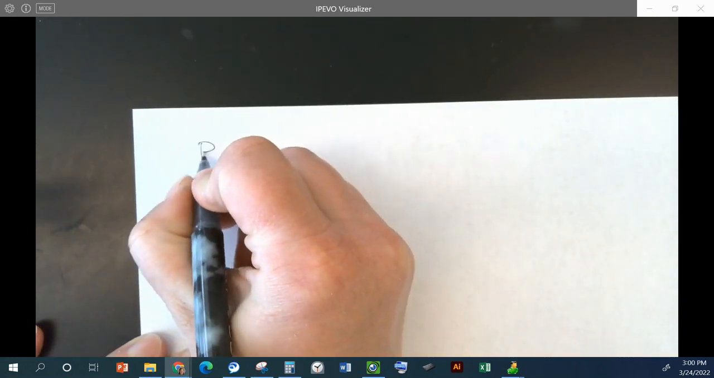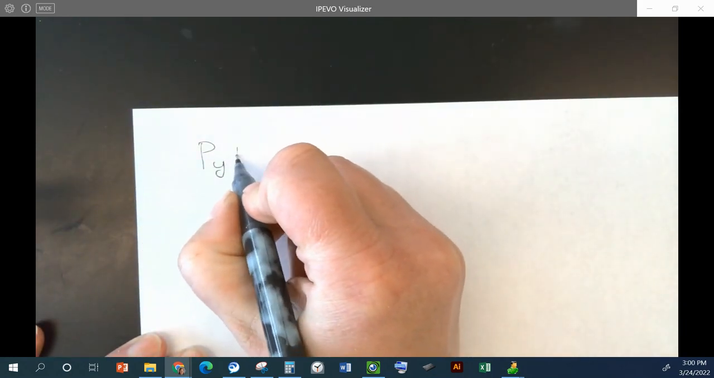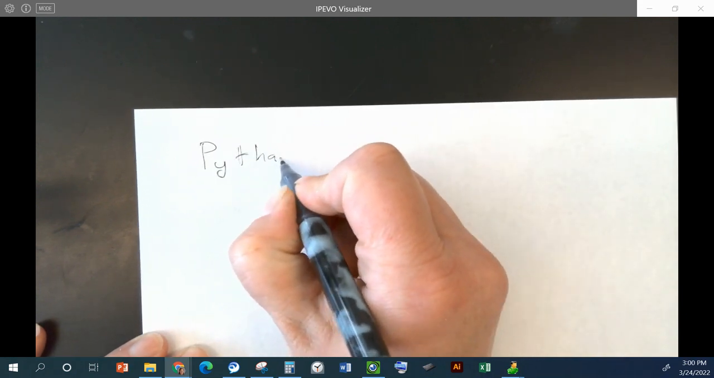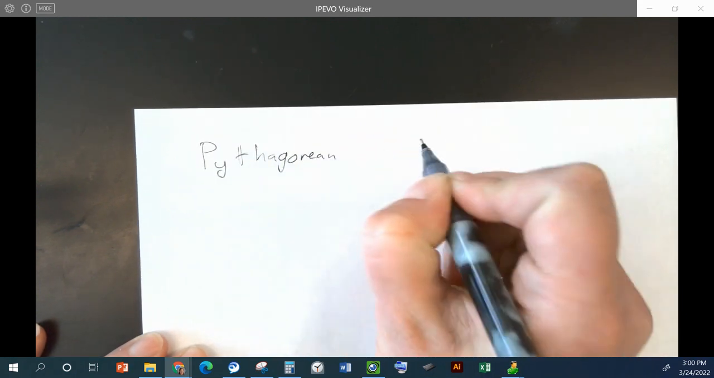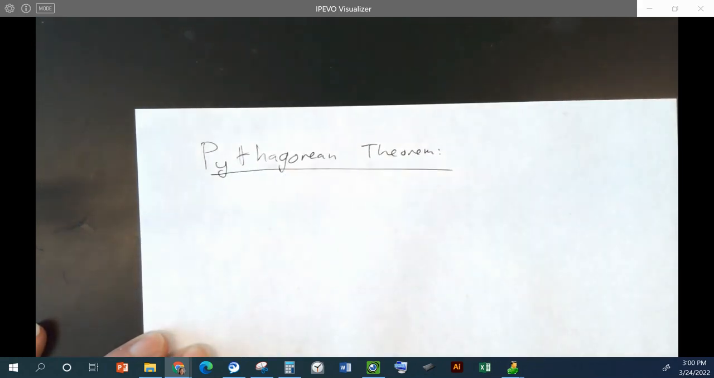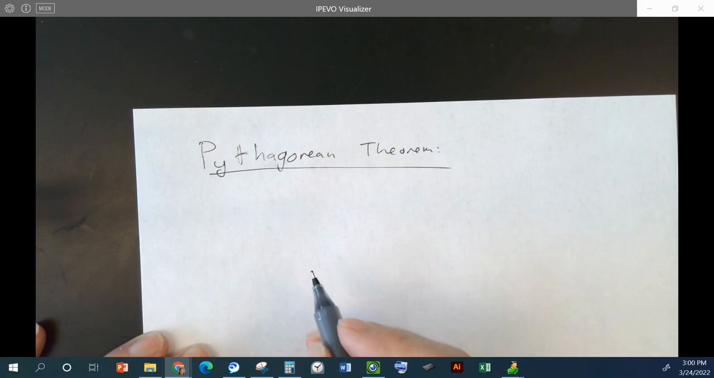So we need to know some things. We are going to talk about the Pythagorean theorem. It's on our sheet. I'm not super good at spelling, so I'm just going to look. The Pythagorean theorem has to do with a triangle that has a 90.